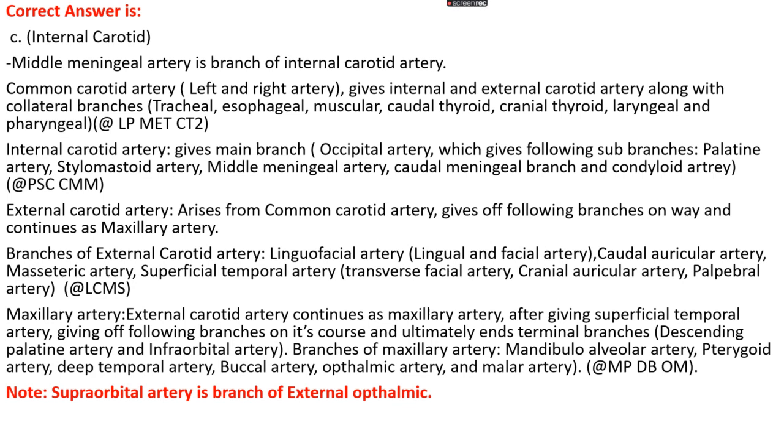If we see the branches of the maxillary artery, it mainly includes the mandibulo-alveolar artery, pterygoid artery, deep temporal artery, buccal artery, ophthalmic artery, and malar artery. We can learn them by the mnemonic MPDBOM, where M stands for mandibulo-alveolar artery, P stands for pterygoid artery, D stands for deep temporal artery, B stands for buccal artery, O stands for ophthalmic artery, and M stands for malar artery. There is a note that the supraorbital artery is also a branch of the external ophthalmic artery.